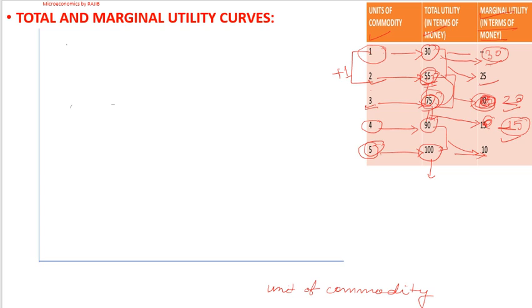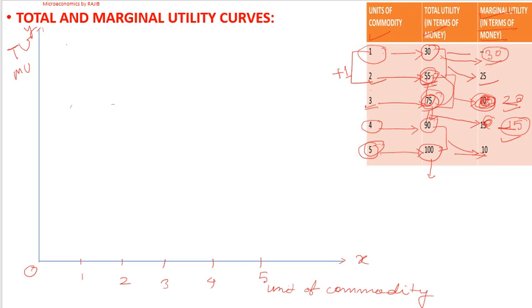On the y-axis you have to write total utility and marginal utility. This is the y-axis, you may write y here, and here you should write x. This is x, this is y, and this is the origin point O. Here you have to write the units of commodity. Suppose this is the first unit, this is the second unit, this is the third unit, this is the fourth unit, and this is the fifth unit.